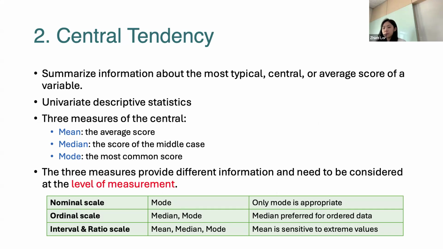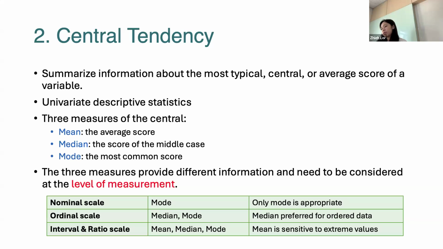We have the mean, median, and mode. Mean is the average score. You add up everything and then divide it by the number of data points. The median is the center and the mode is the most common score.